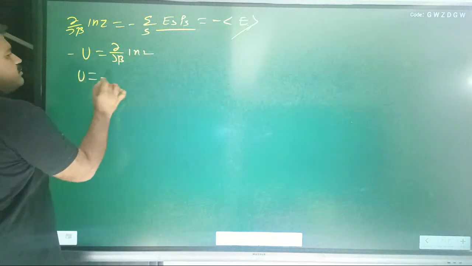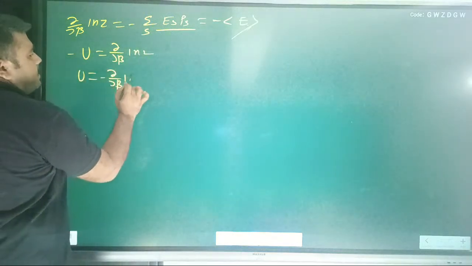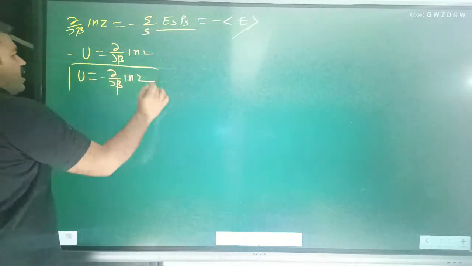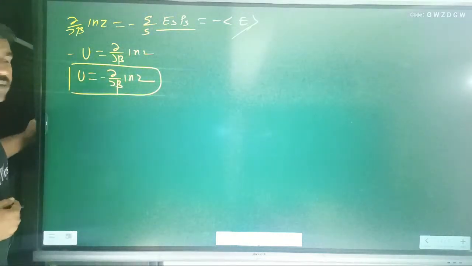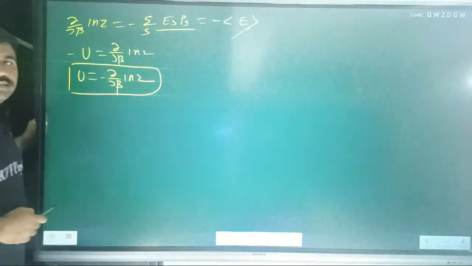Means E is equal to how much? Minus ∂/∂β ln z. Means what is the average energy of the system? E is equal to minus ∂/∂β ln z.